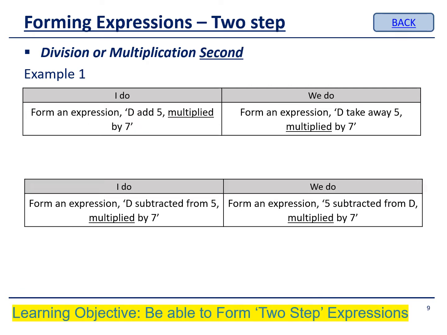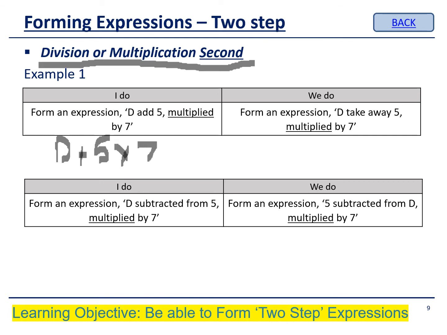So if you look at the subtitle on this slide, it's saying that division or multiplication second. So have you noticed the underlined words showing you that the second step is division or multiplication? The first I do then, d add 5, so that's the first step, and then multiplied by 7. That's the second step for the expression. Straightforward. Pause the video, have a go at the we do, please.